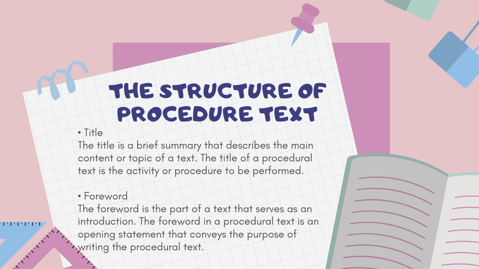Number 1, title. The title is a brief summary that describes the main context or topics of a text. The title of procedural text is the activity or procedure to be performed. Number 2, foreword. The foreword is the part of a text that serves as an introduction. The foreword in a procedural text is an opening statement that conveys the purpose of reading the procedural text.